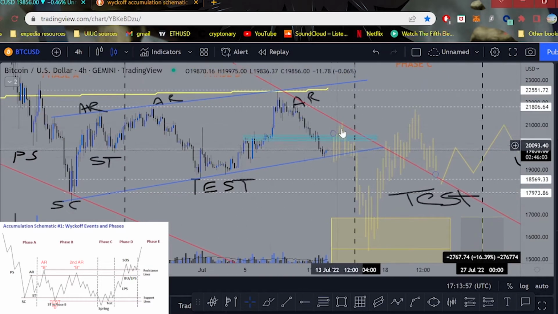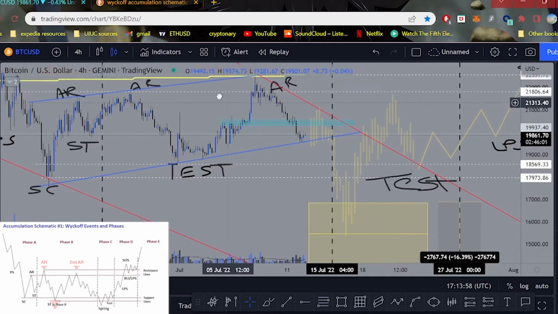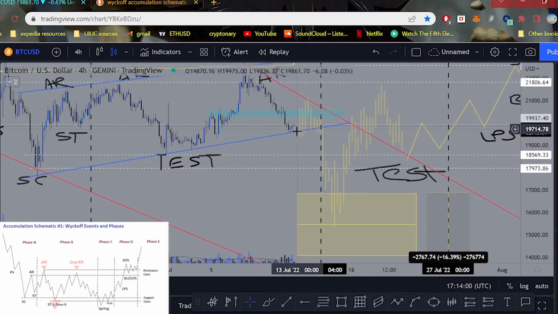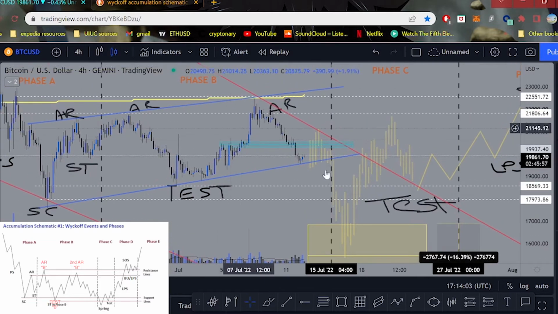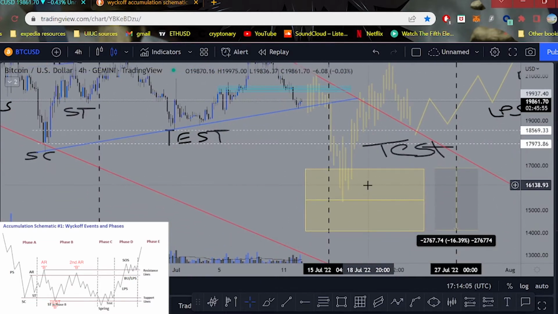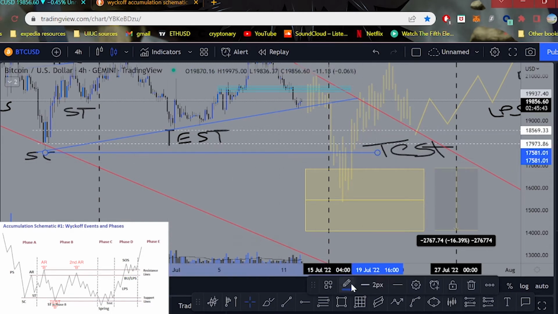I think we move around in here until CPI numbers come out this week, and this would be an opportunity for the spring low to come in. And now I think it's going to break this 17.5K figure right here. Let me go ahead and map this out. Yeah, I think it'll clearly break below this.